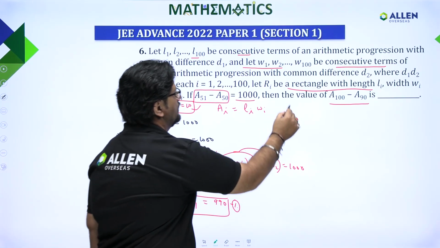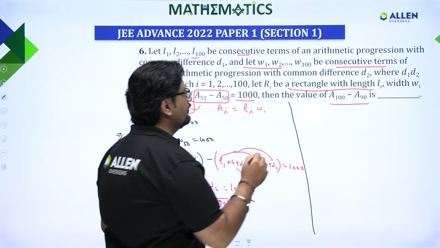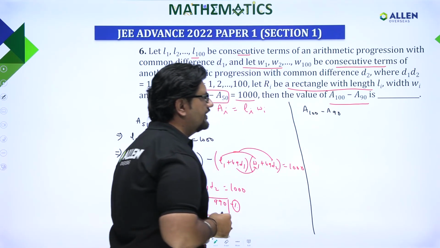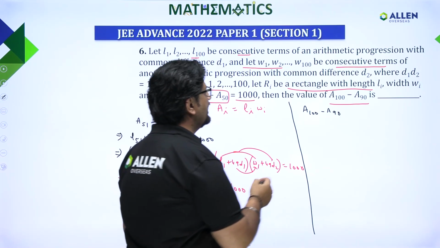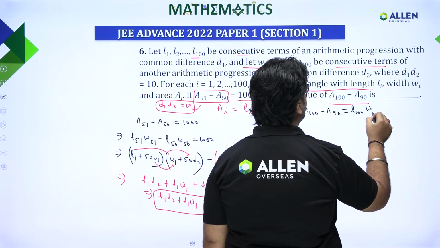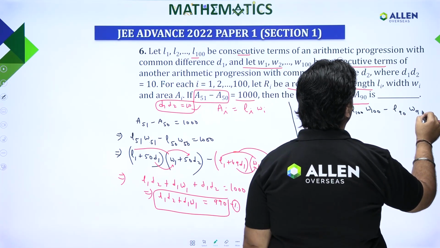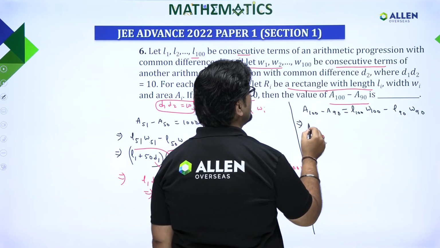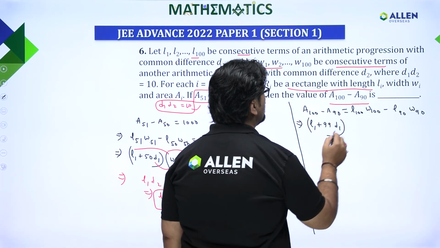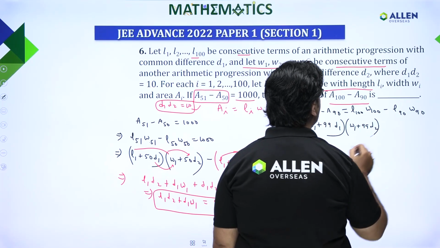Now we are going to calculate the value of A100 minus A90. What is A100? It is L100 multiplied by W100, minus L90 multiplied by W90 as well. So what is L100? It is L1 plus 99 D1 multiplied by W1 plus 99 D2.